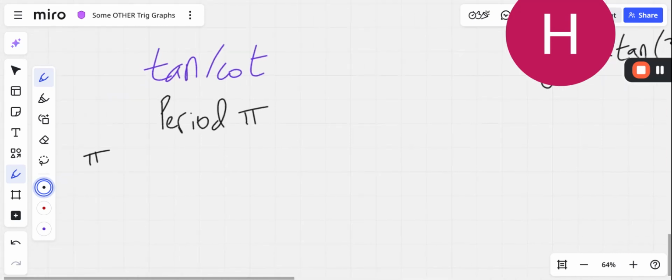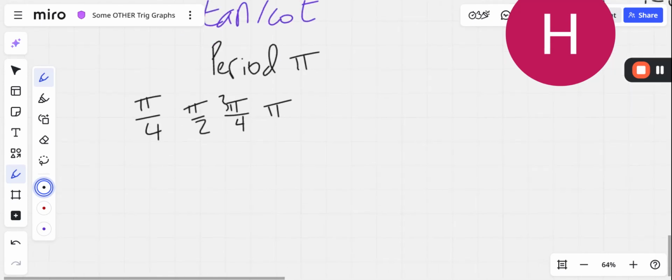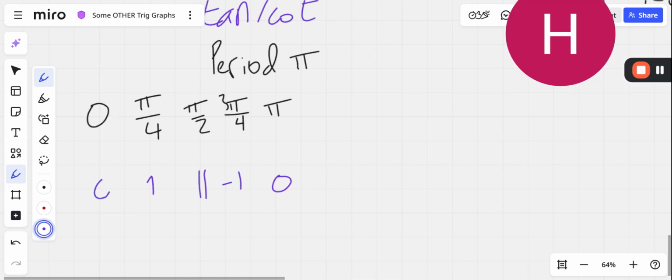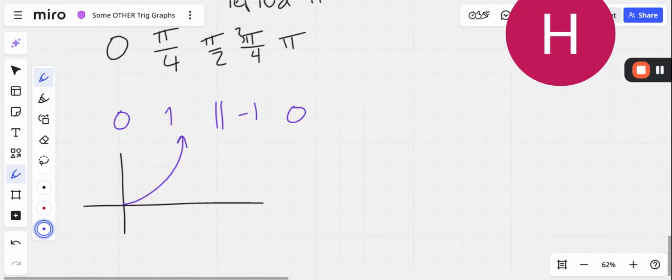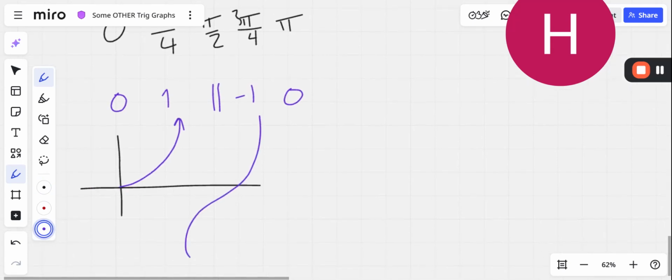The normal period is pi. So the quarter marks are going to happen at pi over 4, pi over 2, 3 pi over 4, and pi. Those are our normal quarter marks. And normally we have the value of 1, undefined, -1, and then 0. In fact, the starting point normally has a value of 0. So the graph for tangent normally looks something like this. Then we have the asymptote, it curves through -1, and just continues doing that sort of behavior.